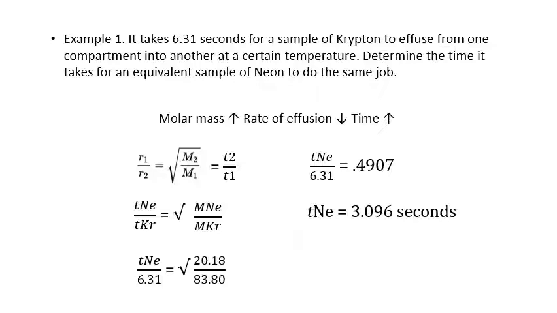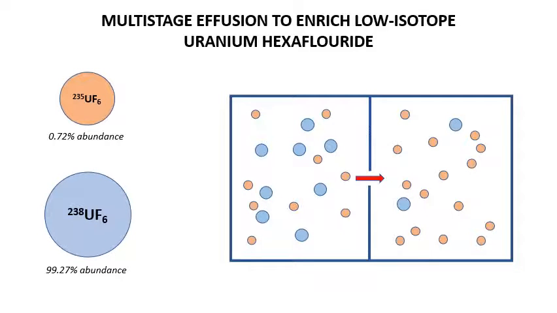Logically, this makes sense since krypton is a heavier molecule than neon. So krypton with its molar mass of 83.8 and neon with its molar mass of 20.18 means that it will take longer for the heavier molecule to effuse out of a container than a lighter molecule. Diffusion can be used to enrich or purify a gas mixture. Multi-stage diffusion was used during World War II to enrich low isotope uranium hexafluoride.